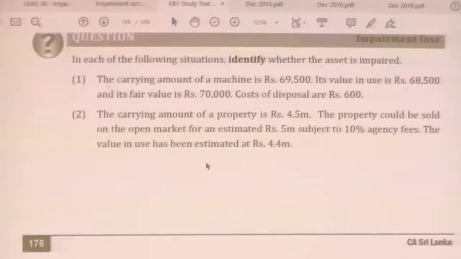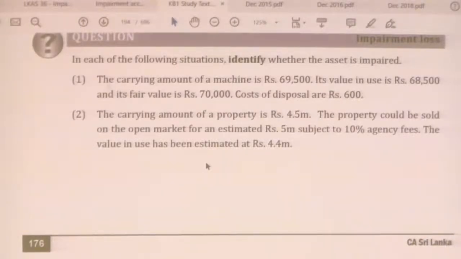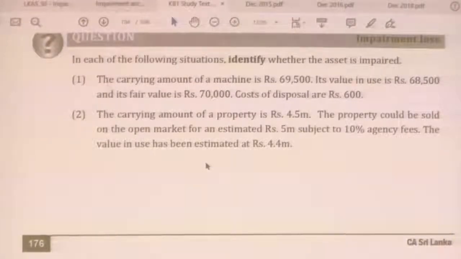The carrying amount of a machine is rupees 69,500. They have given you the carrying amount, 69,500. Its value in use is rupees 68,500. And its fair value is rupees 70,000. All these numbers they have given to you.